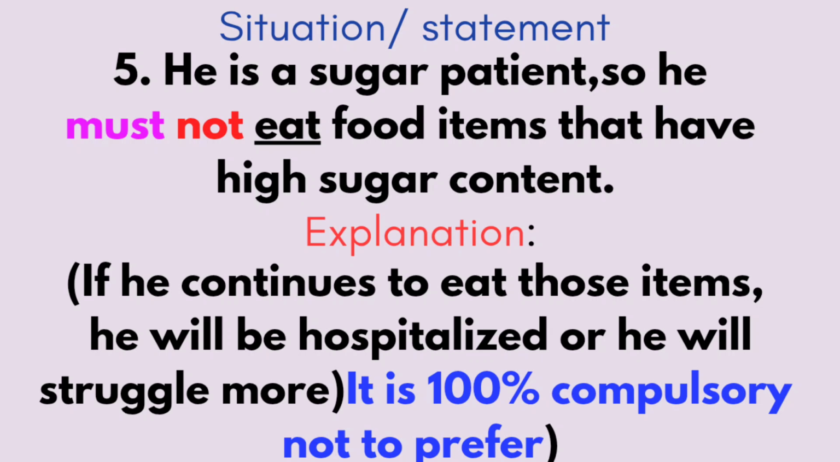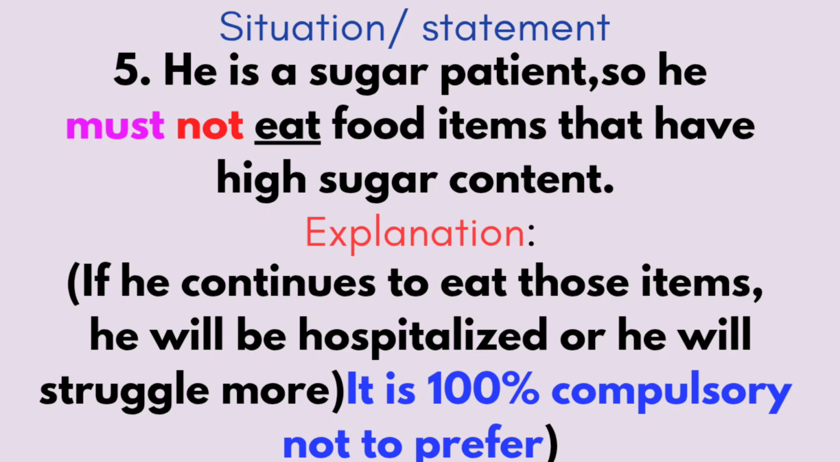Fifth example: he is a sugar patient, so he must not eat food items that contain high sugar content. This is the statement or situation. Look at the explanation. If he continues to eat those sugar items, he will be hospitalized or he will struggle more. It is 100% mandatory not to eat sweets or items which contain high sugar. I hope it is clear.